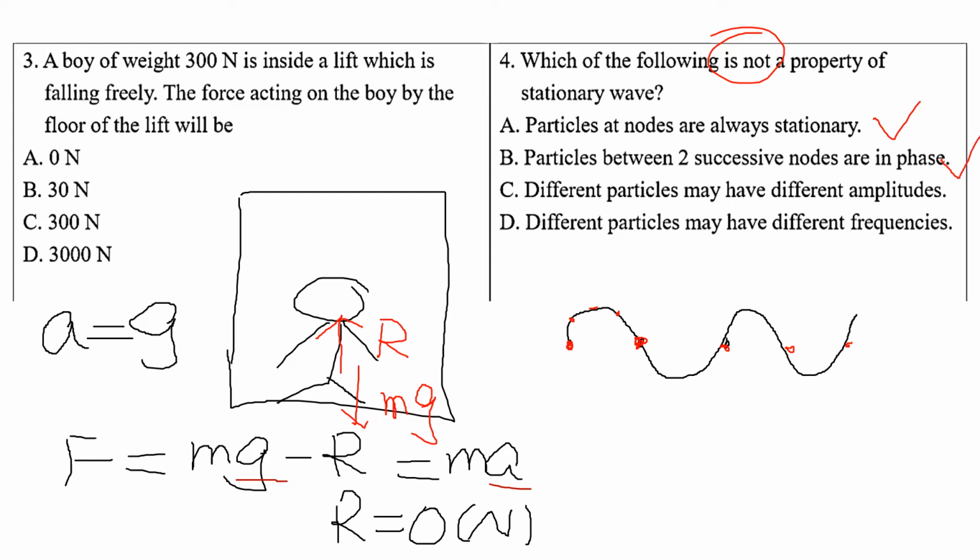Different particles may have different amplitudes. It's correct because it's a stationary wave. For example, the particles here have the largest amplitude, larger than the other two. Different particles may have different frequencies. This is wrong because they are actually on the same standing wave, so they have the same frequency. The answer is D. So this one is A.